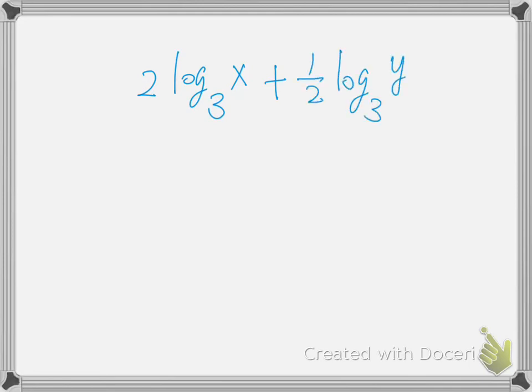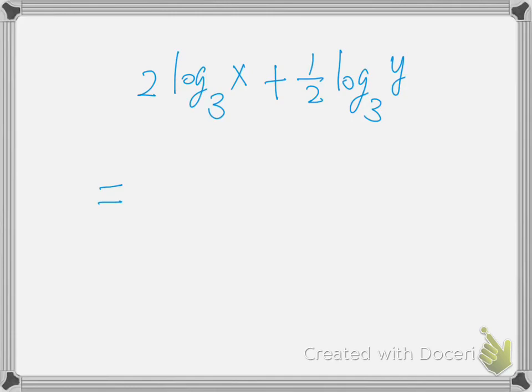Okay, so one more example. If we have 2 log base 3 of x plus 1/2 log base 3 of y, how can we put them together to get a single log form?